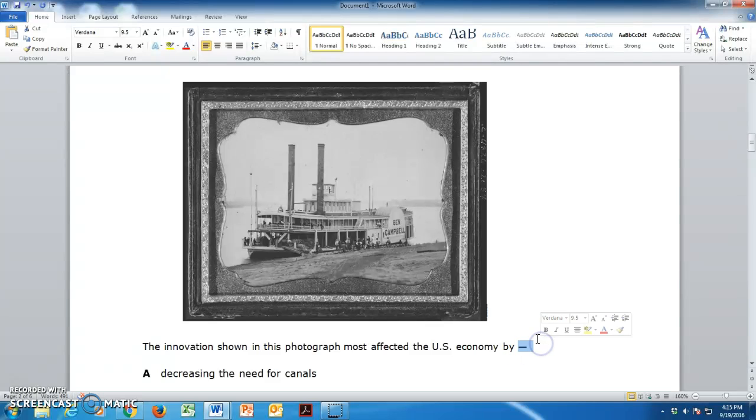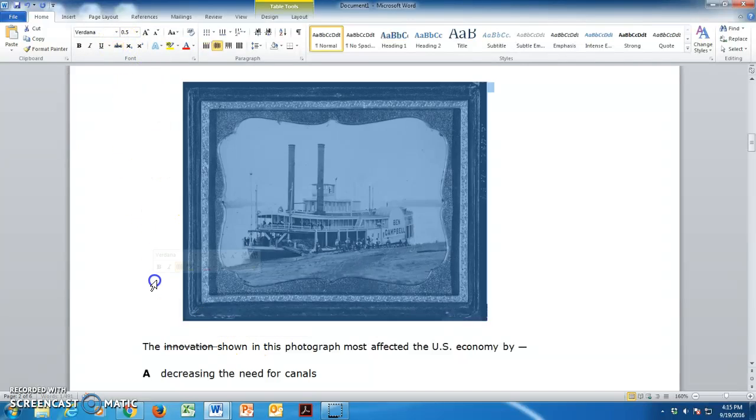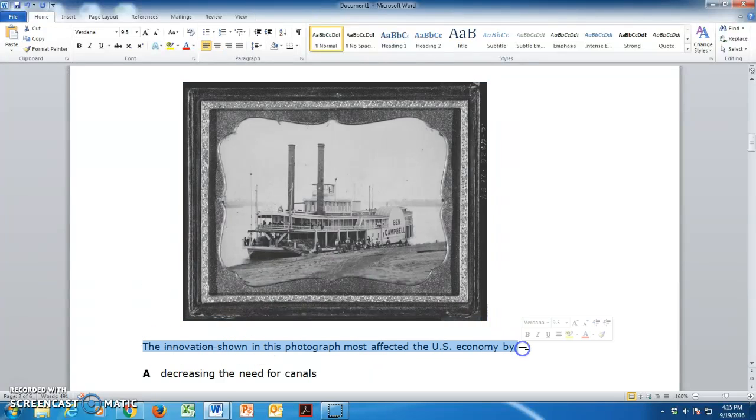There's no question. So, we need to kind of form it in a question, figure out what the key is. Well, let's say we don't know what innovation is. It's very possible you don't know what innovation means. Let's just strike through it. Let's just say blank. The blank shown in the photograph most affected the United States economy by blank. Okay. Well, let's use our two eyeballs. What's in this photograph?